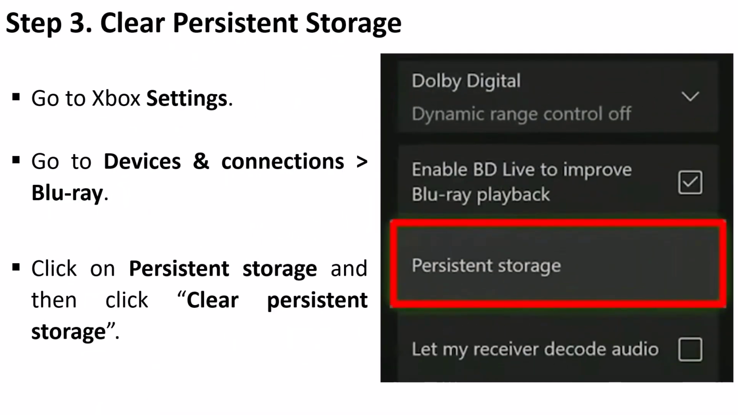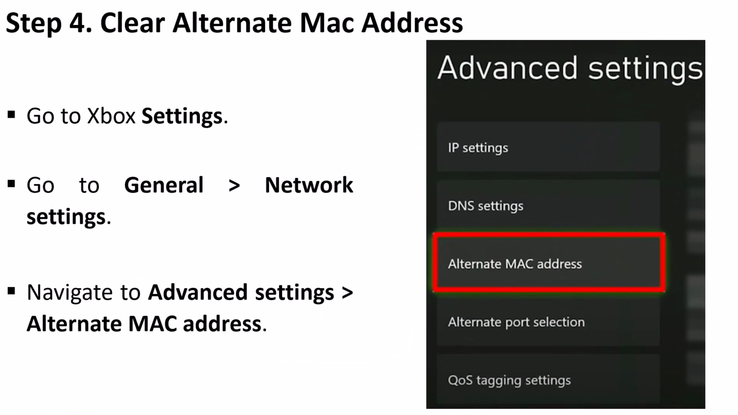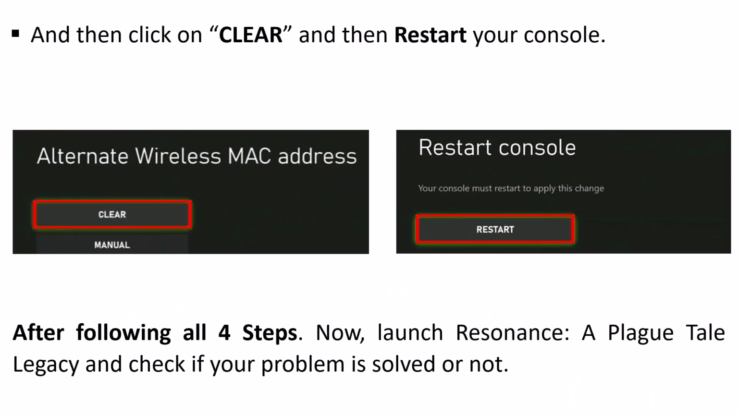Step 3 is to clear persistent storage. So go to Xbox settings, go to devices and connections, Blu-ray, click on persistent storage and then click on clear persistent storage. Now if you don't see this feature on your Xbox console, then you can skip this step. And finally step 4 is to clear alternate MAC address. So go to Xbox settings, go to general network settings, navigate to advanced settings, alternate MAC address and then click on clear and then click on restart to restart your console.